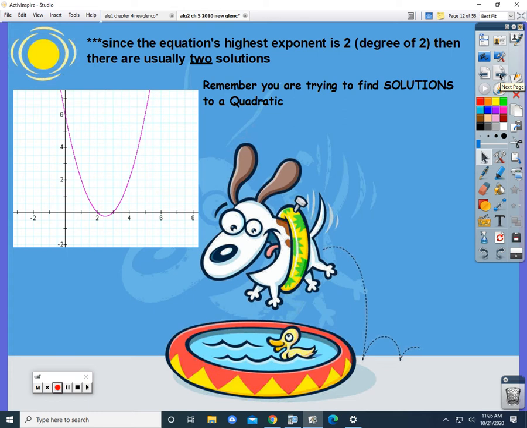Then there are usually two solutions. There could be one solution, there could be no solutions, but at most there'll be two solutions when your highest exponent is 2. Remember, you're trying to find solutions to a quadratic. This is what we're looking at. We're looking at these two spots on the x-axis. That's important. So when they ask for solutions, that's what they're looking for.